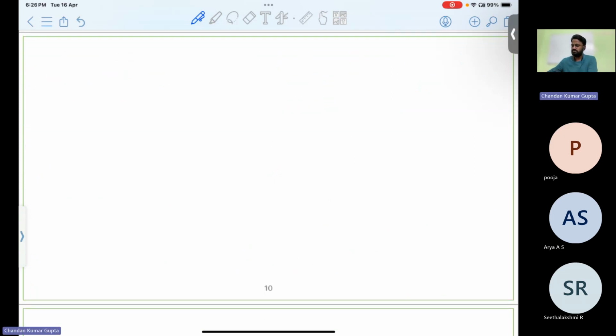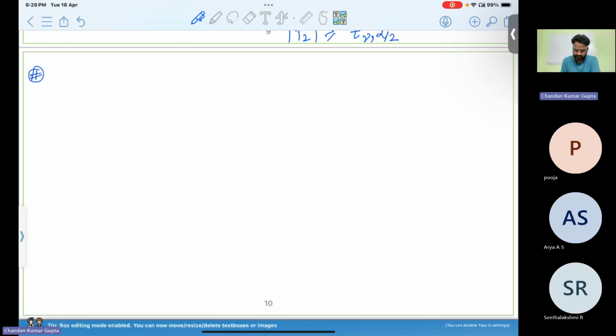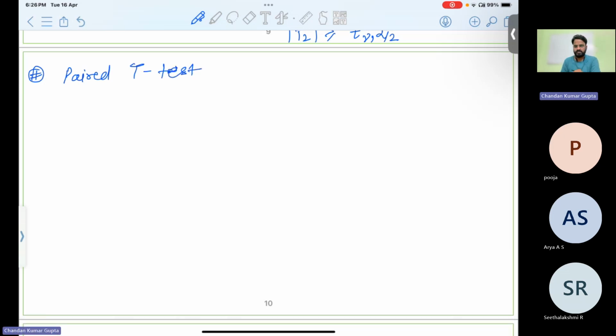Again, there is also the paired t-test. Let me write it a little bit fast. Paired t-test. In the case of the paired t-test, the t statistic is defined like this. We can write t star because t is already written: root of n times d bar upon sd.